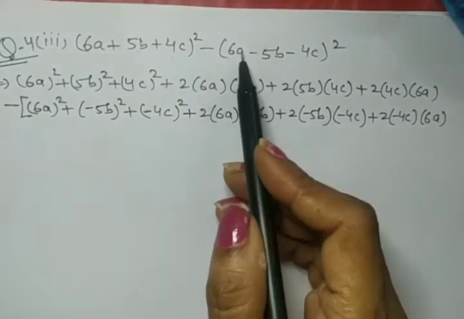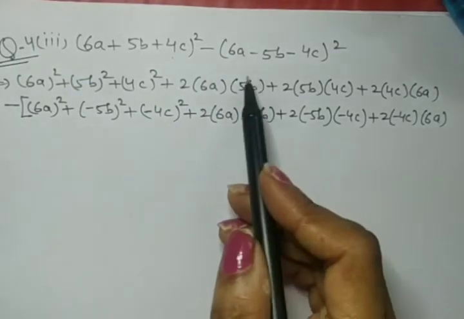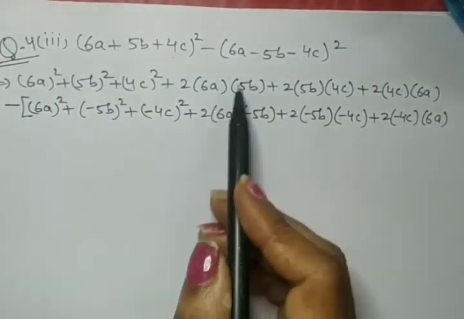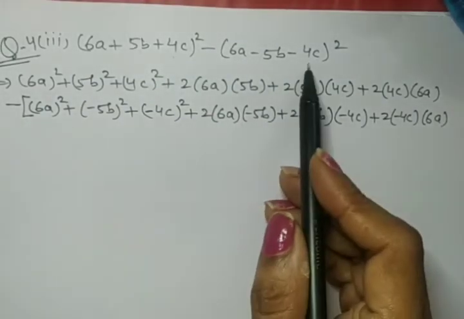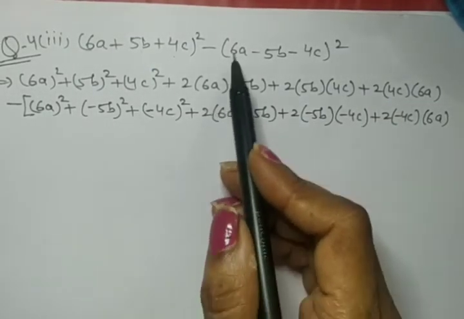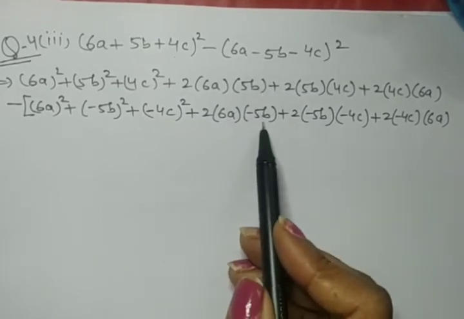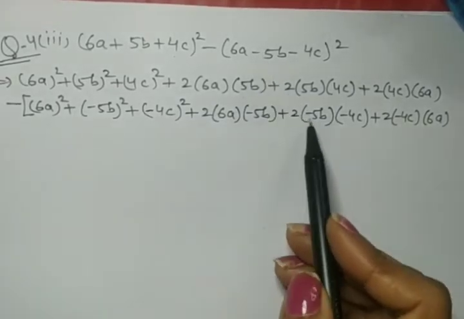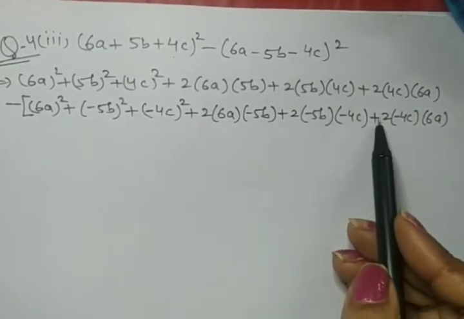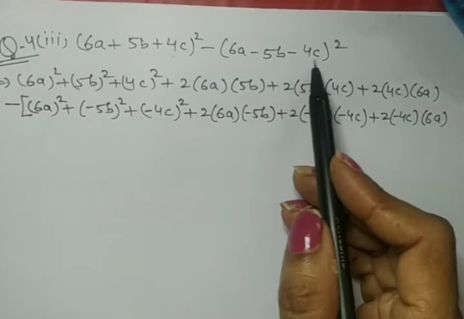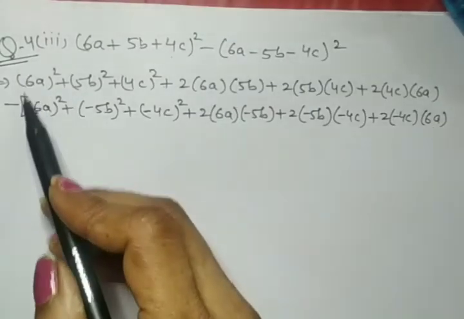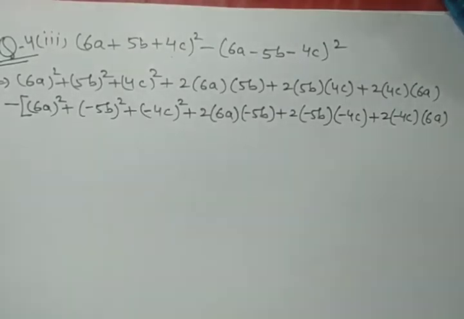a square, that is square of 6a, plus square of b, that is square of minus 5b, plus square of c, that is square of minus 4c, plus 2ab, that is 2 multiplied by 6a multiplied by minus 5b, plus 2bc, that is 2 multiplied by minus 5b multiplied by minus 4c, plus 2ca, that is 2 multiplied by minus 4c multiplied by 6a. Now simplify this algebraic expression.